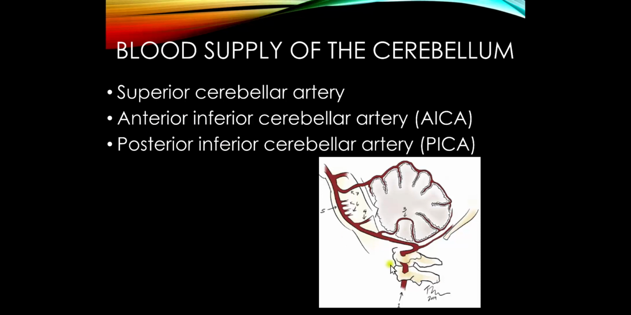So if we follow the vertebral here, coming together to form the basilar, but first on the vertebral we have the PICA getting the undersurface of the cerebellum. Then here is the AICA supplying the cerebellum. And then along the basilar artery, it gives off all of these little penetrating branches to supply the pons. And then it gives off the superior cerebellar artery, which gets the superior aspect of the cerebellum.